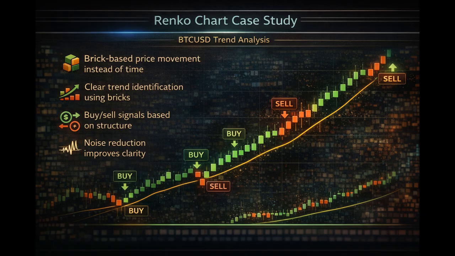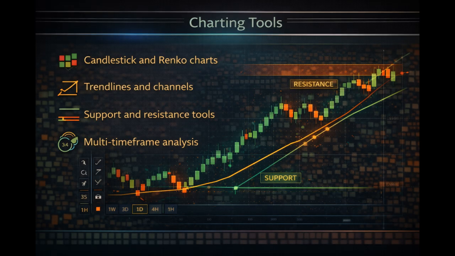Support zone analysis. The chart also shows a green support line near the lower part of the price range. Support levels are areas where buying pressure tends to increase and prevent price from falling further. When price approaches the support level, the chart shows multiple buy signals. These signals indicate that buyers are entering the market to defend that price level. However, because the overall trend remains bearish, many of these buy signals represent short-term pullbacks rather than long-term trend reversals.